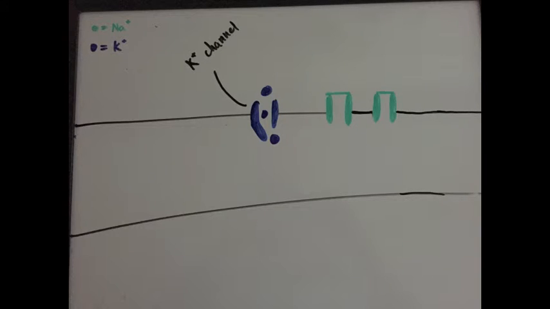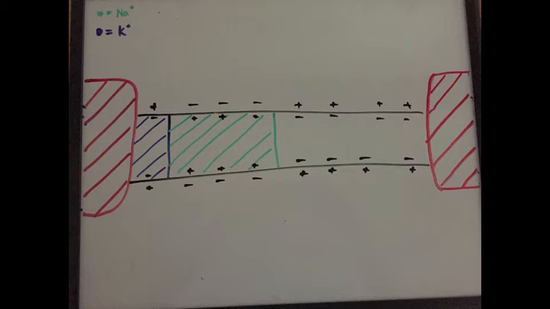Shortly after depolarization occurs, sodium channels close and potassium channels open, allowing potassium to flow out of the cell. This results in a negative charge inside the neuron and a positive charge outside of the neuron, restoring the resting potential.